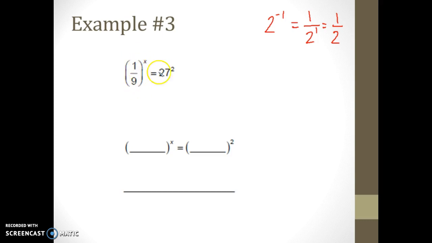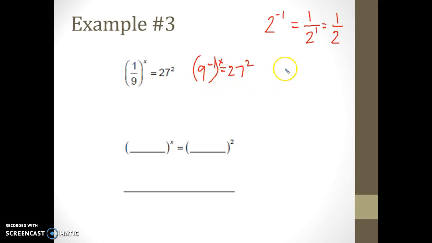So if I start, I might say 9 to the negative 1 equals 27 squared. Right, or 9 to the negative 1 times x. Right, I know it's got to be a negative. But again, 9 does go into 27, but not 9 to a power, because 9 to the first is 9, and 9 squared jumps up to 81. So I've got to go smaller.